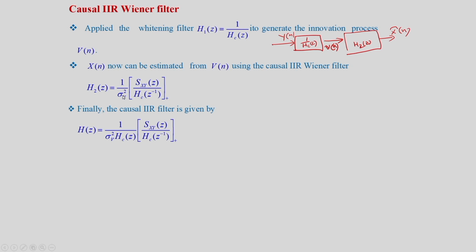this expression: 1 by sigma v square into the causal part of Sxy(z) divided by Hc(z inverse). So this is the Wiener estimator of x[n] from the v[n] sequence. Now once we have this H2(z) part, we can cascade it with 1 by Hc(z) to get the combined Wiener filter. Therefore, the Wiener filter will be the cascade of this, and it is given by 1 by sigma v square Hc(z) into Sxy(z) divided by H(z inverse), and then we have to take the causal part.